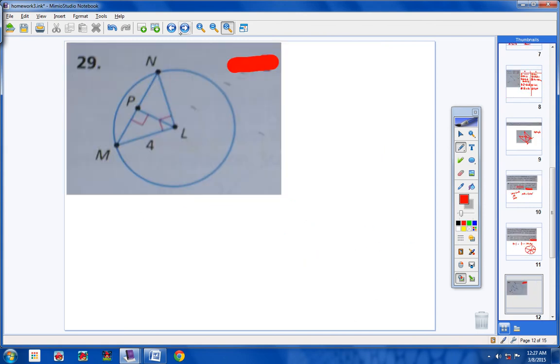Okay, number 29. The directions for 29, 30, and 31 say that L is the center of the circle. Let me turn over there real quick, students. So in the next 4 problems, L will be the center of the circle. We're going to find MP.